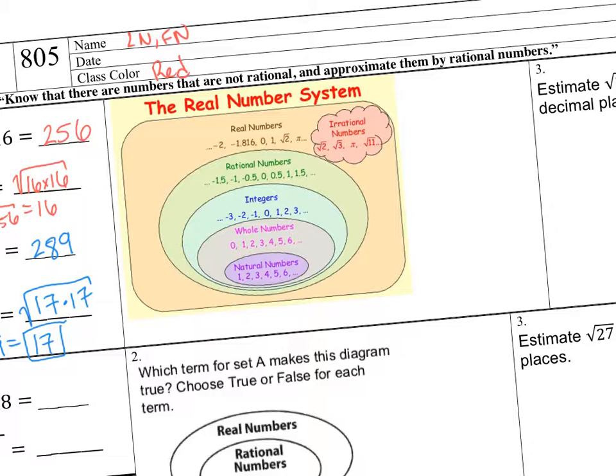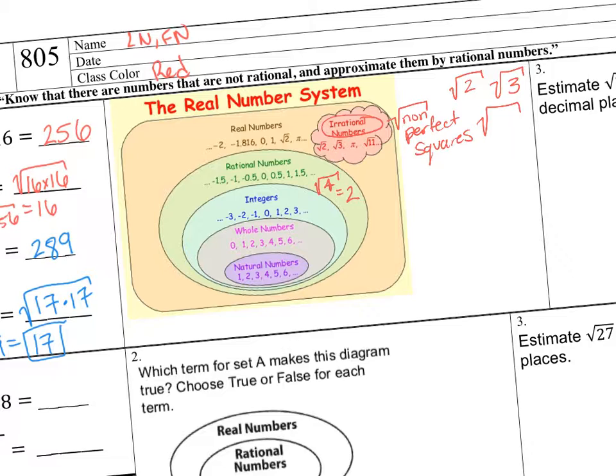So we have the real number system. In the real number system, we have the irrational numbers, which I taught you were the square root of, go ahead and write this down, non-perfect squares. So examples of that are like the square root of 2, the square root of 3. The square root of 4 is considered a perfect square, so that would be considered a rational number. The square root of 4 is 2, so that could be a rational number, an integer, a whole number, and a natural number. But irrational numbers, again, are square roots of non-perfect squares.